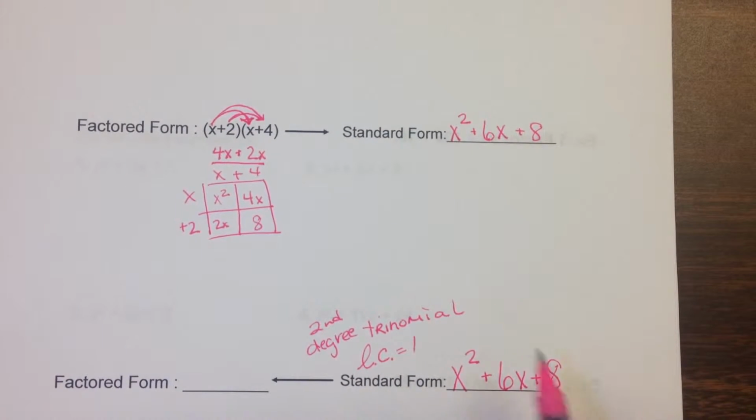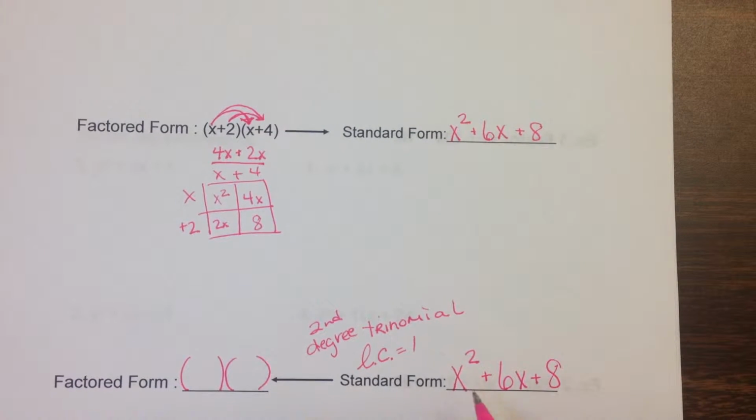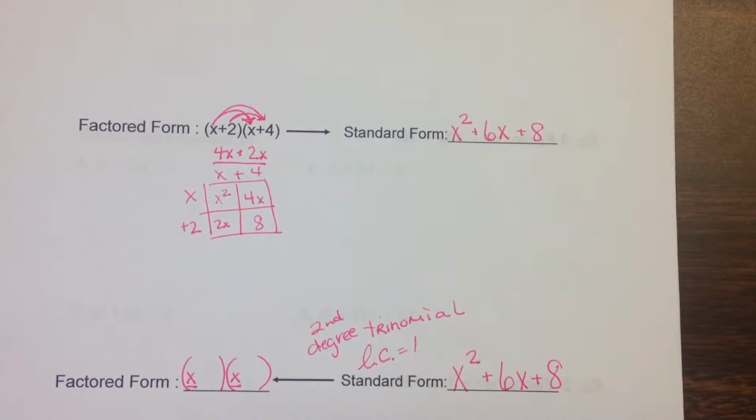So I know that its factored form is two binomials. And I know that this x squared comes from the first term times the first term, if you kind of think back to FOIL. So I think, what number would I multiply to get x squared? And I know that that's an x and an x. So I kind of split up that x squared.